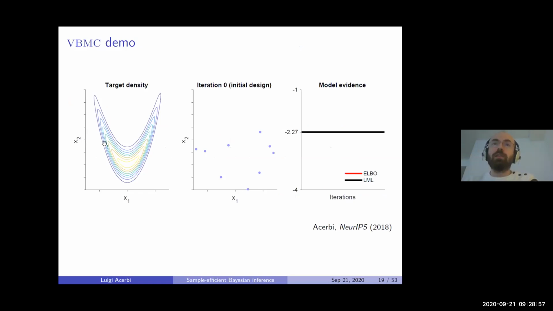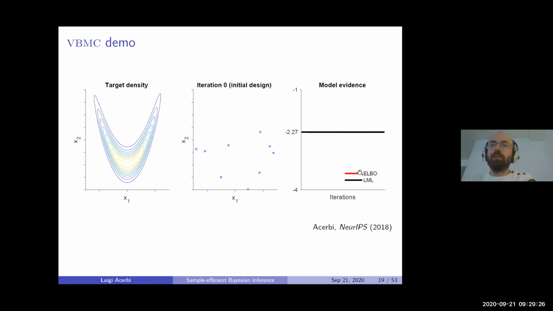So suppose this is a target density in 2D, like a banana-shaped distribution you can see here. In the central panel, I'm going to show you the points that VBMC samples in the 2D space. So these are the evaluations that are done of the assumedly expensive likelihood. What's important here is the model evidence. The true model evidence, in this specific case, we can compute exactly, numerically. But in general, you wouldn't know. So I'm going to plot this true value, which is this one, and then the ELBO computed by the algorithm.